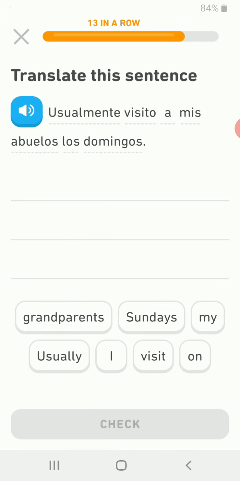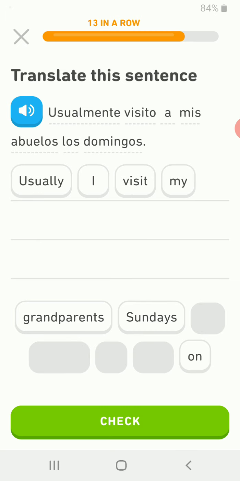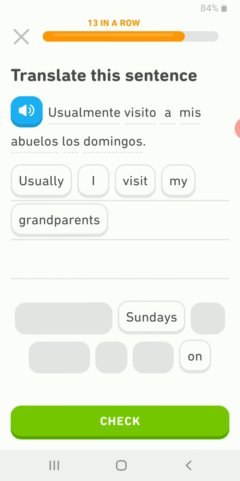So, usualmente visito a mis abuelos los domingos. Usualmente, this is also a new word. It's kind of like a menudo, often, or usually, but it's not the same. Usually is just the trend, but often is more the frequency. So it's not the same. Usualmente visito a mis abuelos los domingos. So usually I visit my abuelos, grandparents, on Sundays.